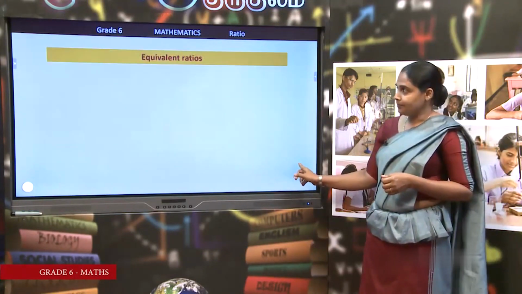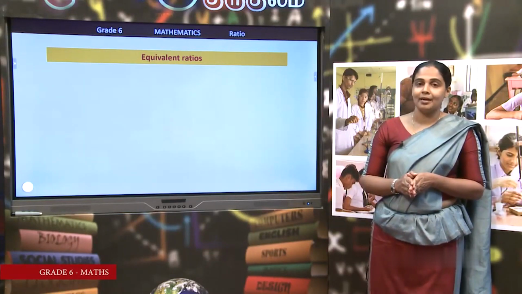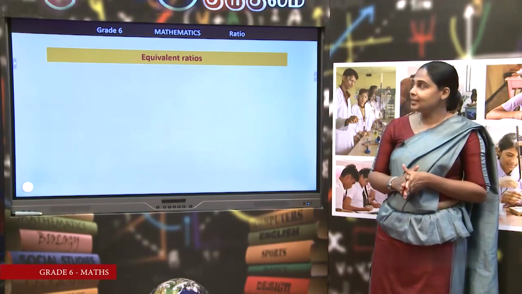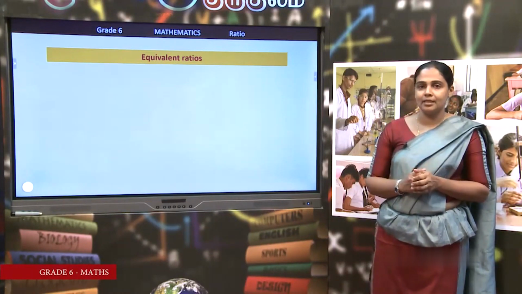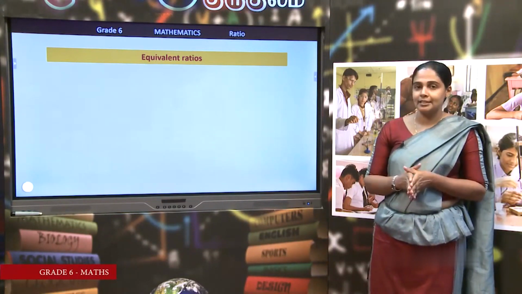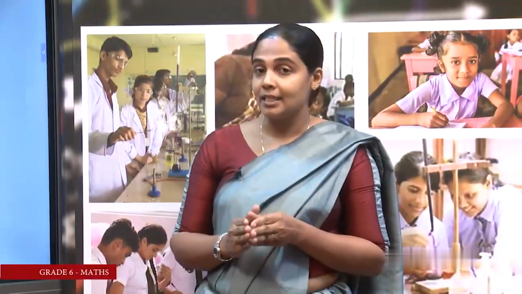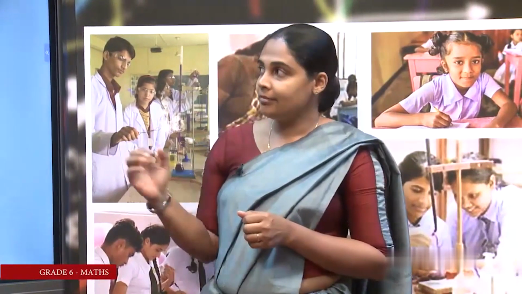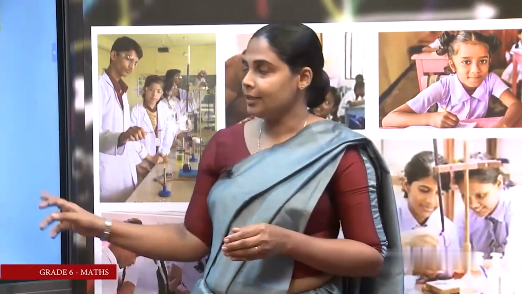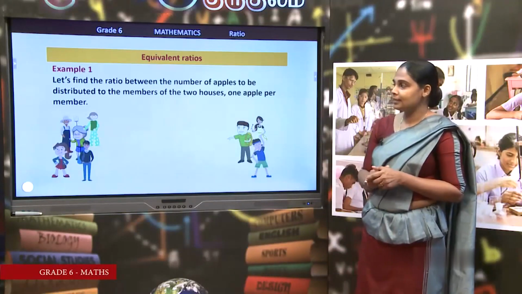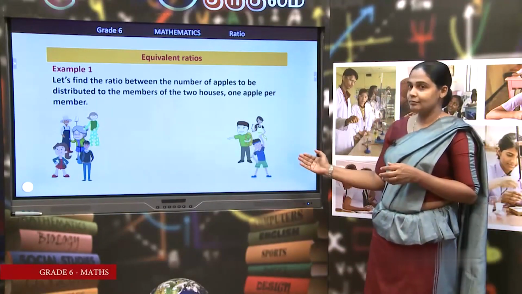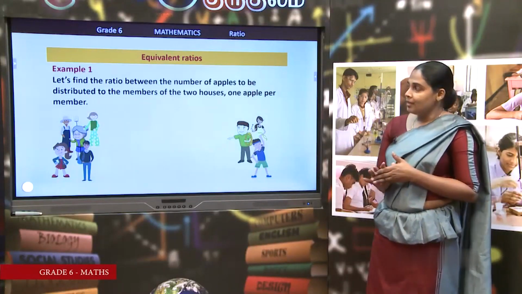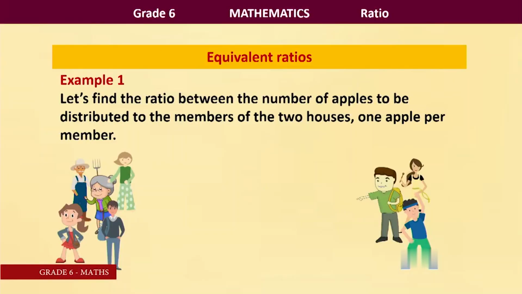Let us go to the next part. It is equivalent ratios. You know the word equivalent because we wrote equivalent fractions. But now it is equivalent ratios. To introduce this one, I would like to use this example: Isha's family and Jack's family. Can you remember? Let us find the ratio between the number of apples to be distributed to the members of the two houses, 1 apple per member. Then there should be 5 apples.